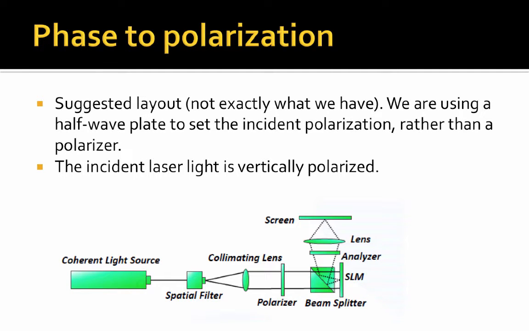So when we do this phase to polarization experiment and as an amplitude modulator, the layout that you're going to see in the SLM control is something like this. We won't be using exactly the same setup. For example, instead of a polarizer here, we will have a half wave plate, and you also won't see the lenses in place. We don't need a collimating lens, and we won't use a focusing lens.